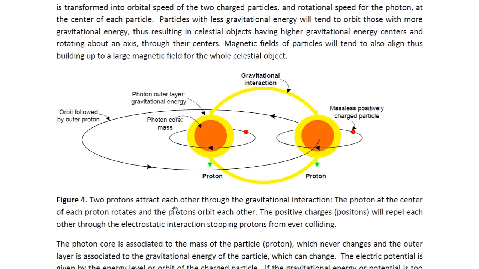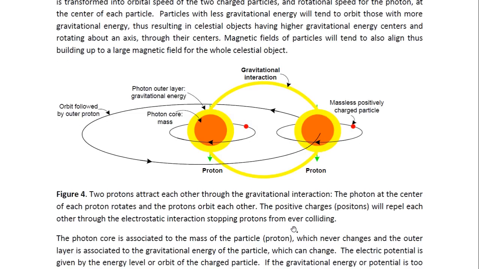So there are two protons, and two protons attract each other due to the gravitational interaction, and the gravitational interaction is represented by this yellow line here, which connects the two. So it's actually photon connecting to photon. And it's actually the gravitational energy part of the photon which goes out and connects to the other outer layer of the other proton, or the photon at the center of the other proton. So the photon at the center of each proton rotates and the protons orbit each other.